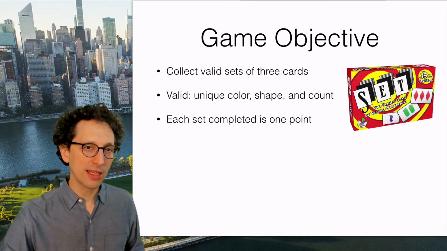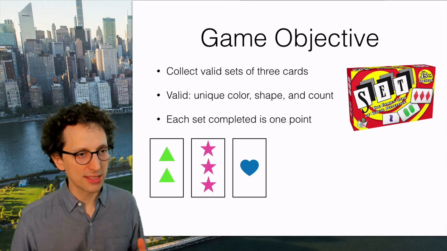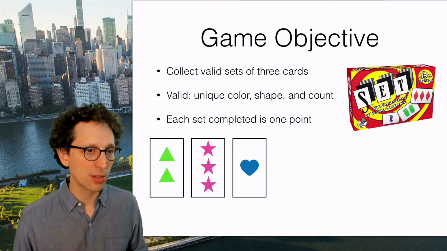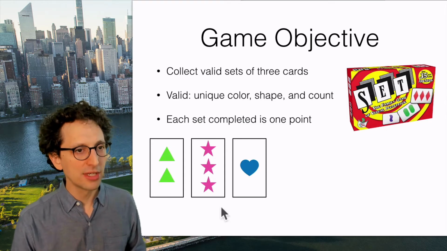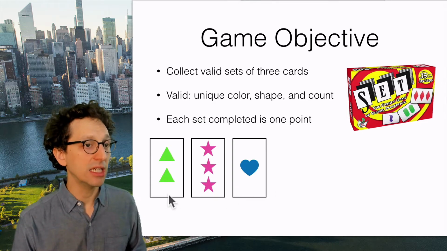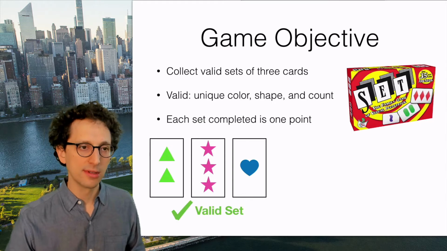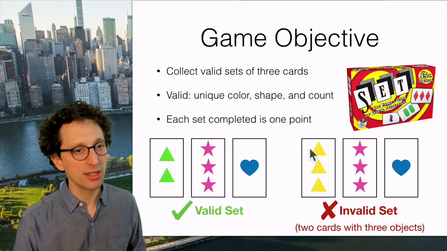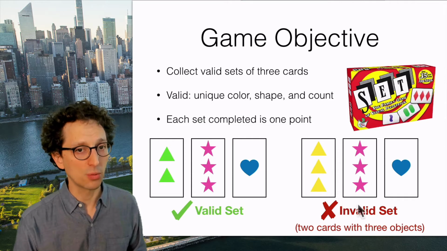So let's quickly play Set. This is a set of 3 cards, and this set is a valid set because each count appears once, each color appears once, and each shape appears once. On the other hand, this set is invalid, and the reason for that is the count 3 appears twice.